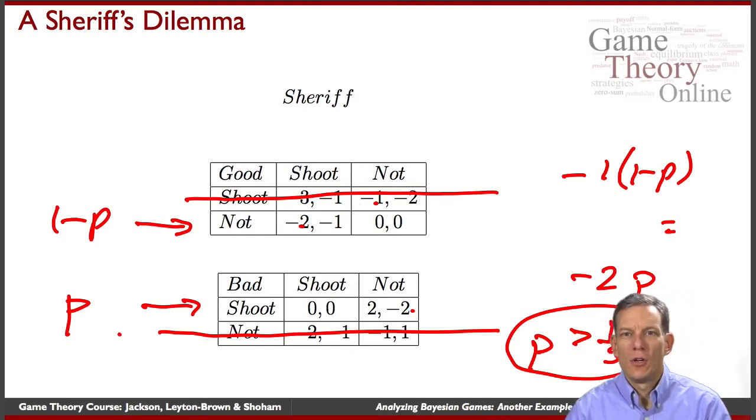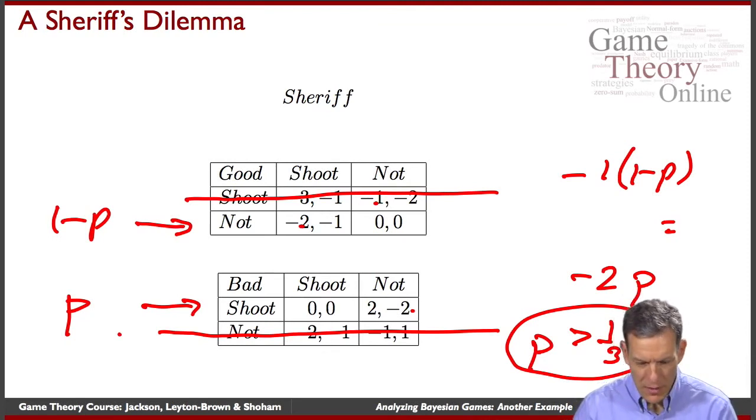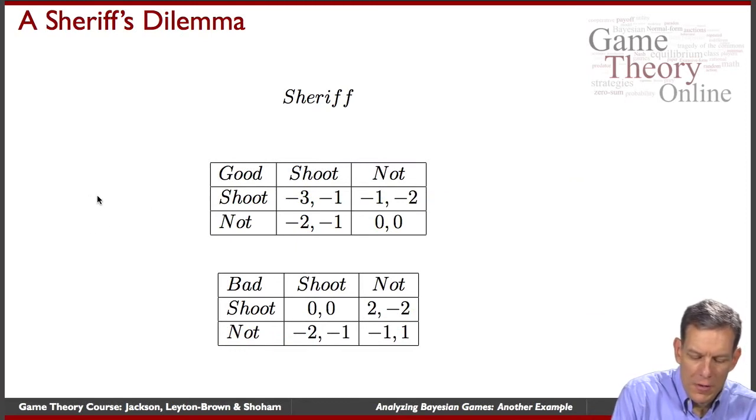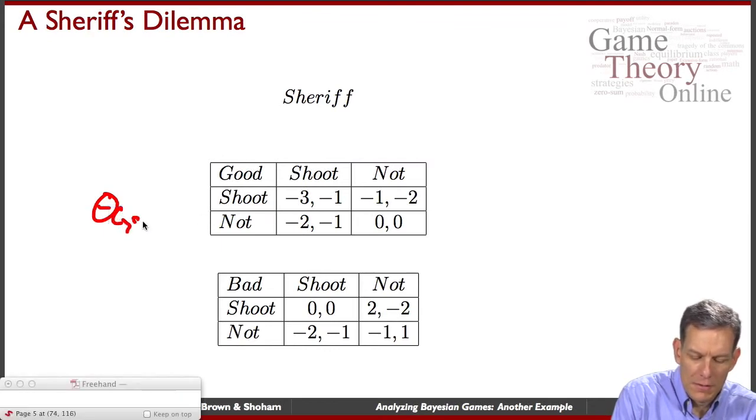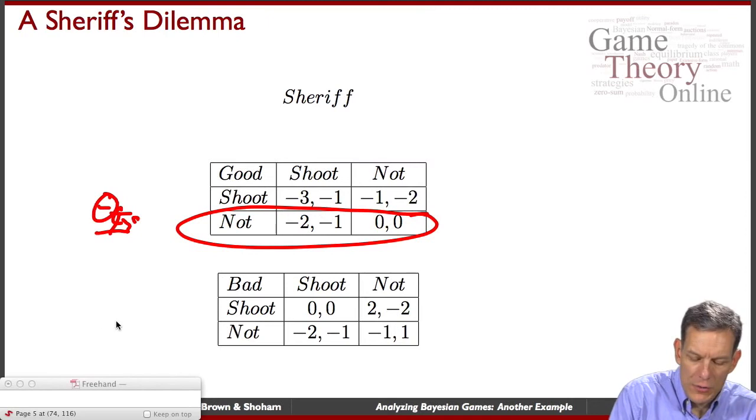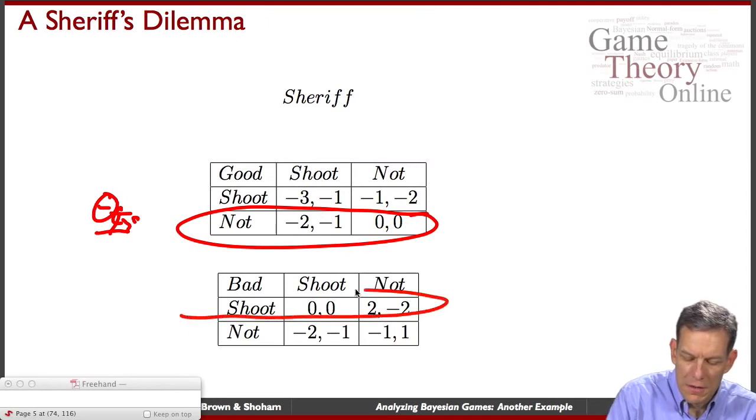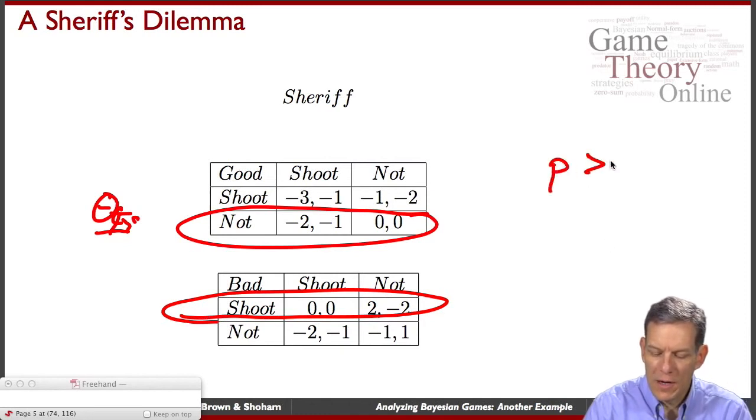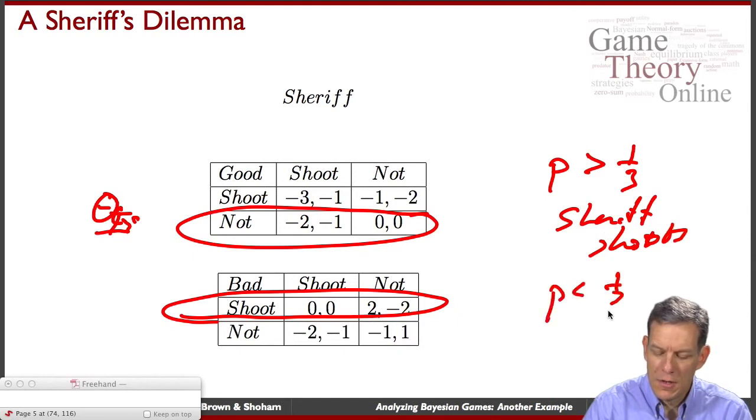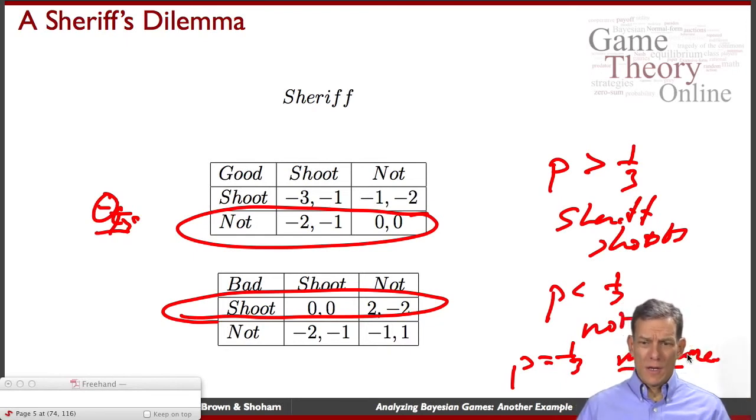So depending on what P is, you're going to have Bayesian equilibria. So the Bayesian equilibria of this game are going to be for the good type, the innocent type, I guess. Innocent type here should always not shoot. The guilty type should always end up shooting. And then the sheriff, if P is greater than 1/3, the sheriff shoots. If P is less than 1/3, they do not. And for P equals 1/3, any mixture for the sheriff. The sheriff can just flip a coin. They're completely indifferent between shooting and not when P is exactly 1/3.